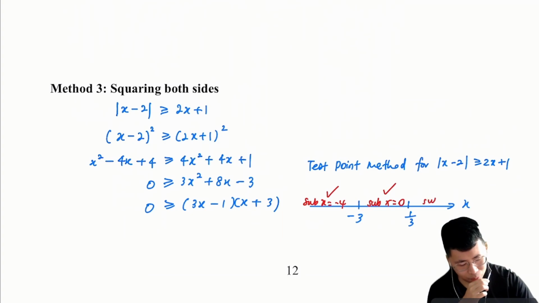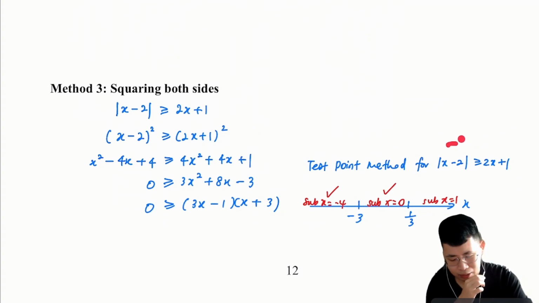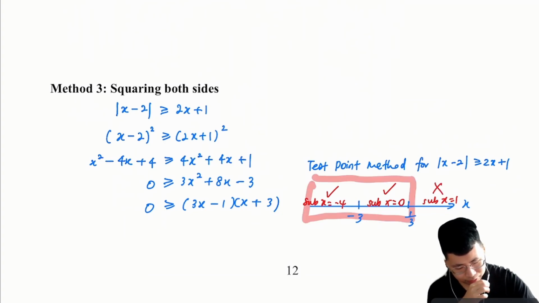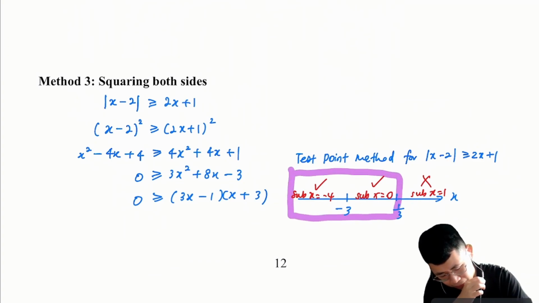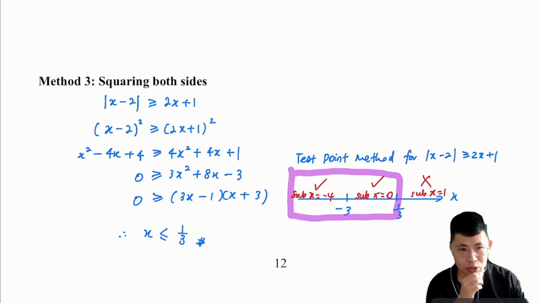Last one, I would substitute x equals to 1 to check, right? So on the left, this would be -1, once the modulus becomes 1. And when we substitute on the right hand side, this will become 3. And this is less than, so this does not satisfy the inequality. So this one is not the one that we want. The region that we want would be this region over here. So the solution would be x less than or equal to 1/3 as the only solution.